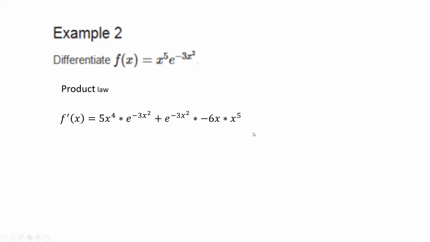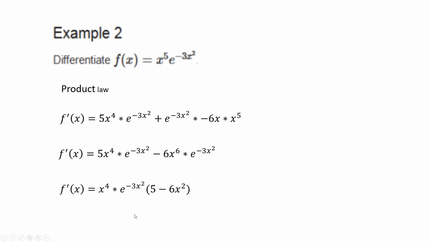So you think I would allow you to leave it like that? No way. You're going to have to go further. We're going to factor out the common factor. Well, first, before we factor the common factor, I tidied this up a little bit. I put the minus 6x and the x^5 together, which gives me minus 6x to the power of 6. I just combined those two. And then I'm going to factor out the common factor. There's a common factor here of x to the power of 4 and e to the minus 3x squared. If you look at that, you can see that there's a common factor between those two. So let's factor that out. If I factor out the x^4 and e to the minus 3x squared, I end up with this, the 5 minus 6x squared.